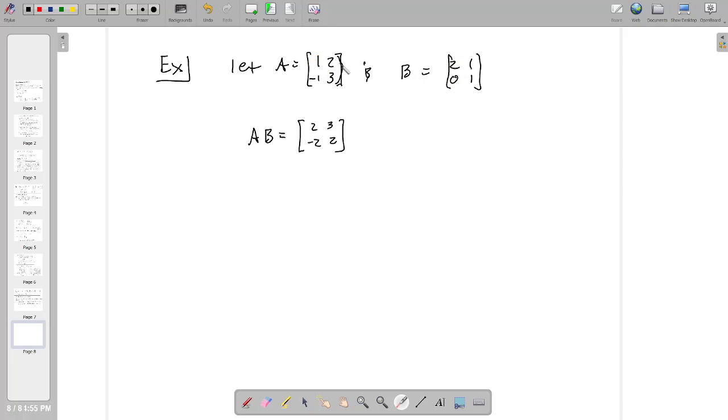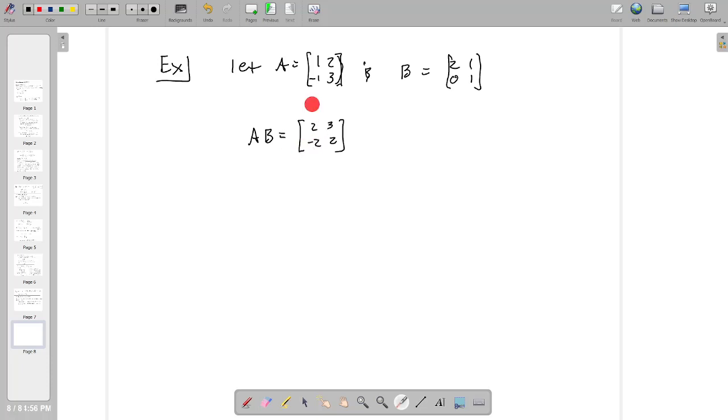So 1 times 2 plus 2 times 0, 2 plus 0. The second here, this would be the entry first row, second column. So we take the first row, multiply it by the second column of B. First row of A times the second column of B. So we do 1 times 1 plus 2 times 1 gives us 3. Now here, this entry is the second row, first column.